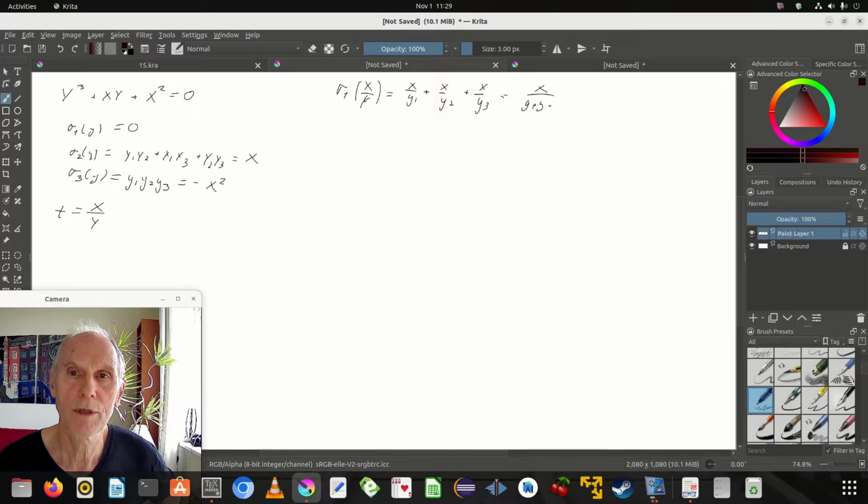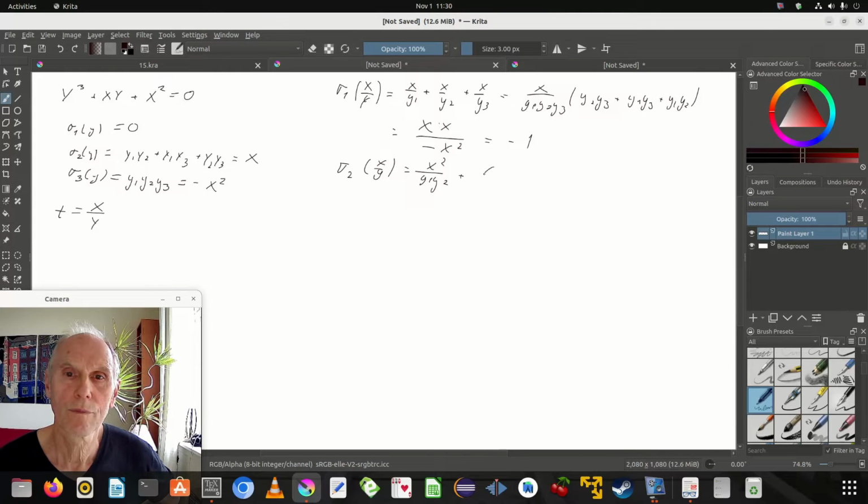We put them on a common denominator. So here we get y2, y3, y1, y3, and y1, y2 from this guy. And this turns out to be exactly x times x, y2, y1, that's minus x squared. So that turned out to be minus unity. You can see where this is going by now, I believe.